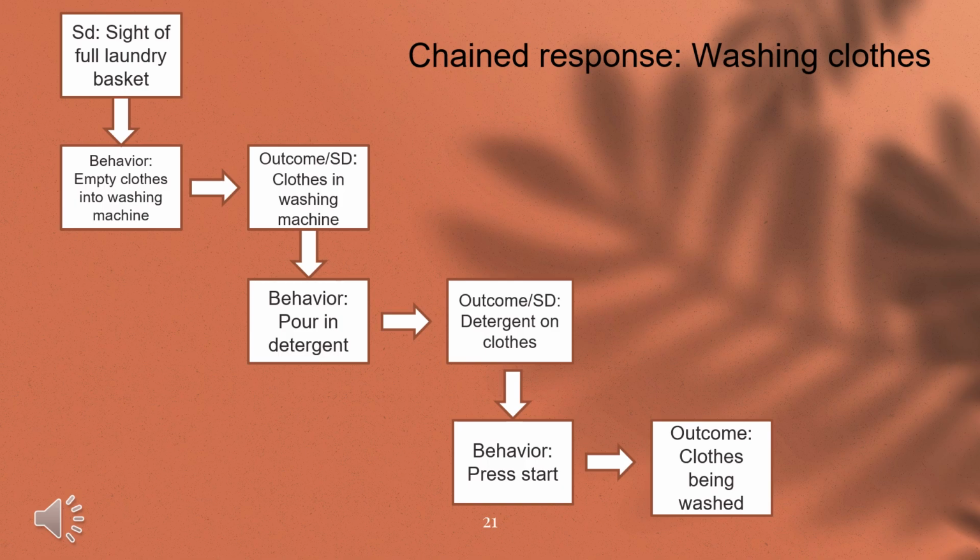Depending on the age, skill level, or experience of the client that you are working with, a task analysis of this chain response may need to be more or less detailed. For example, a client may need more detail in regards to how much detergent to put in, or to close the lid of the washing machine, or even exactly which buttons to push.